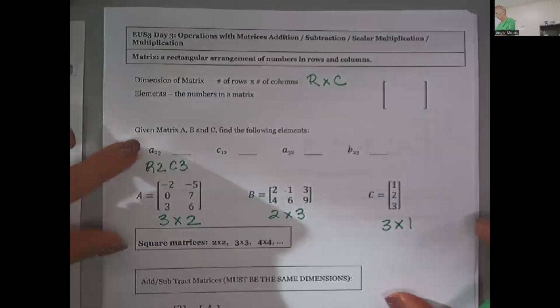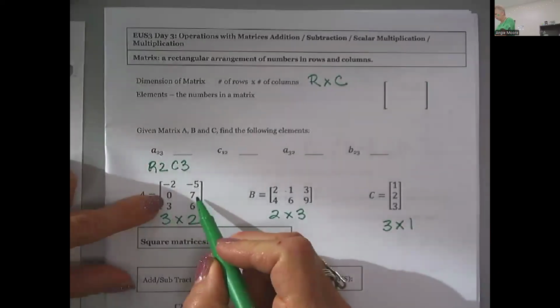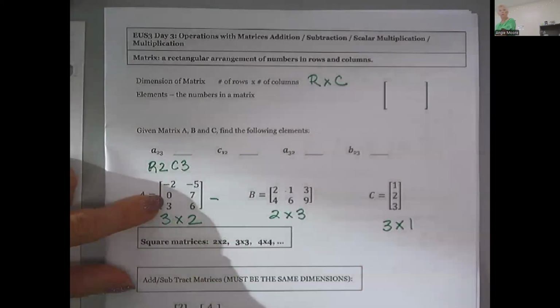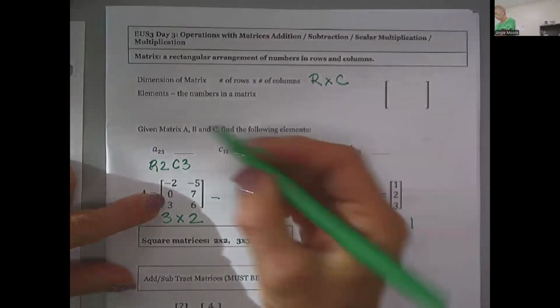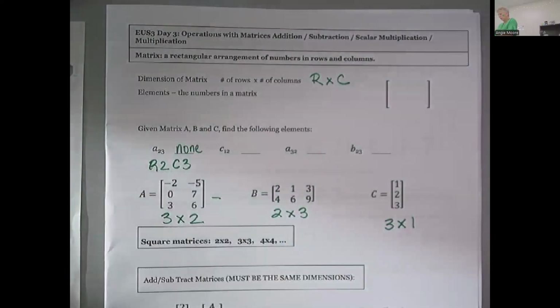So now that you understand it's row by column, you can go up and find each element they're asking for. So in matrix A, look on the second row, which would be right here, and the third column. Guess what? There is no third column over there. So there is none. It's undefined there. We don't have an element there. It was a tricky one to start with.